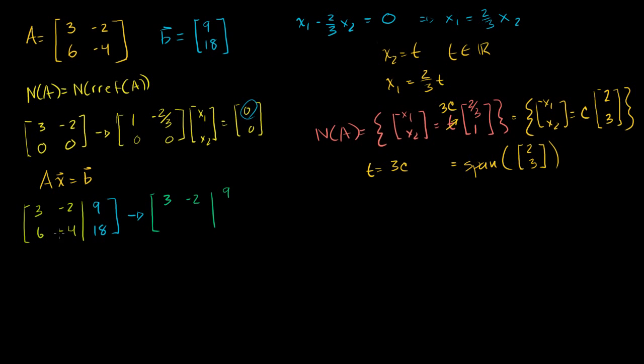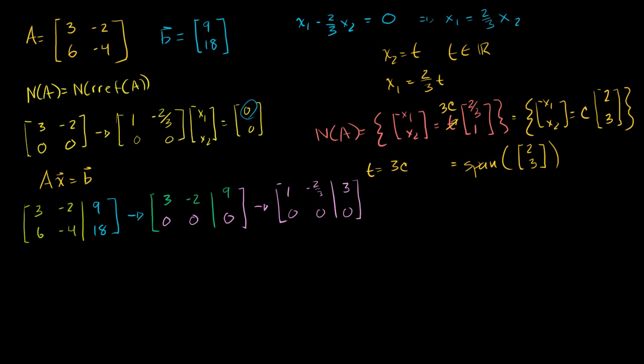Let's replace the second row with the second row minus 2 times the first. So we get 6 minus 2 times 3 is 0. Minus 4 minus 2 times minus 2, well, that's 0 as well, right? Minus 4 plus 4. 18 minus 2 times 9, that's 18 minus 18. That's also 0. Almost there. Now let's just replace the first row with the first row divided by 3. So the second row is going to stay the same. And the first row is going to be 1, minus 2/3, and then we get a 3 there.